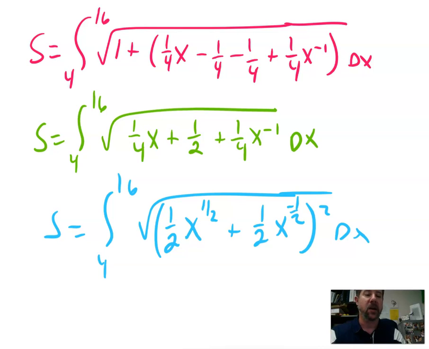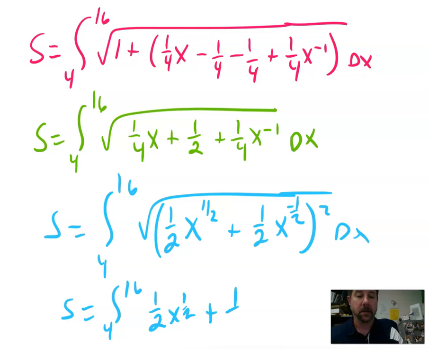But now that I have a quantity squared being square rooted, the square root just kills it off. So that I get something here that I can integrate. Maybe now you pull out that 1/2, and from here I'll let you try to integrate on your own.